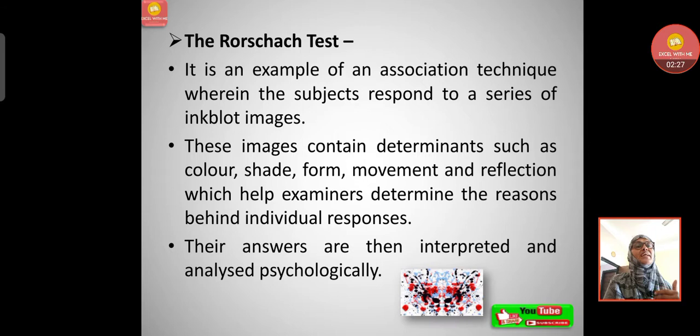These images contain determinants such as color, shade, form, movement and reflection, which help examiners determine the reasons behind individuals' responses. Their answers are then interpreted and analyzed psychologically. Everybody will think of their own perception. Unique answers you will get from different individuals.